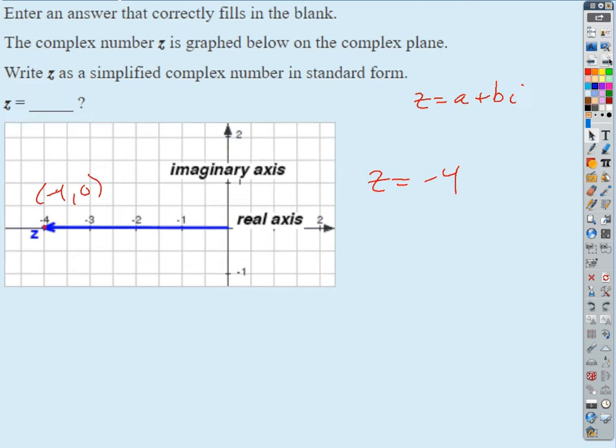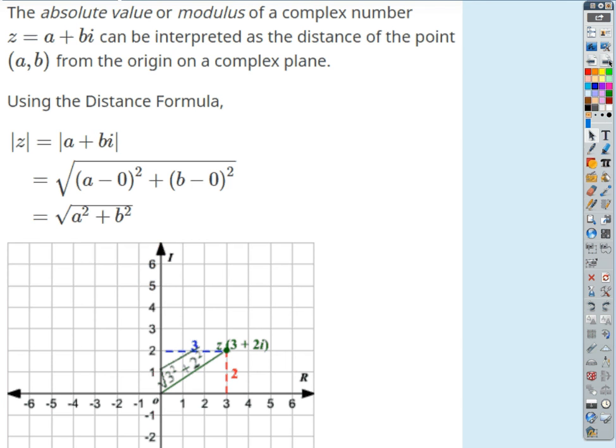Jim, question? So for a complex plane, could you potentially have two imaginary axes? Two imaginary axes? No. You can't. So this is like an x and y plane.